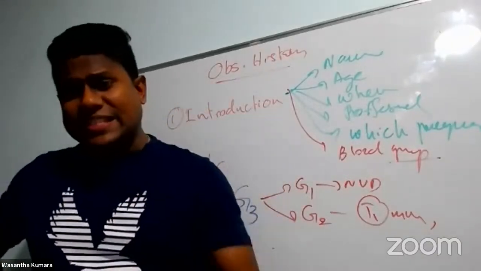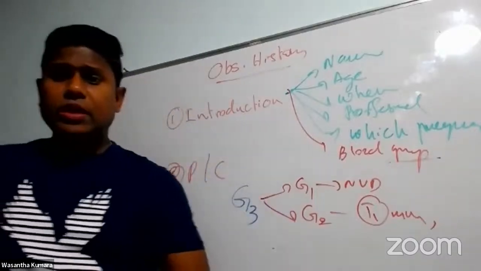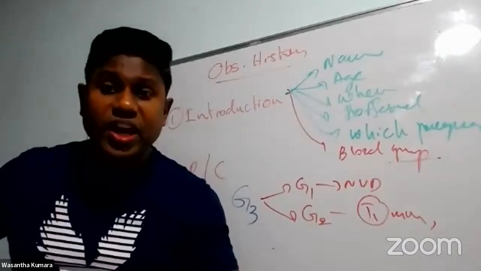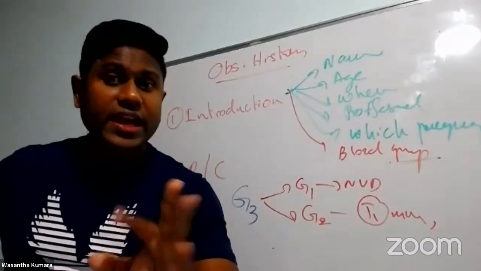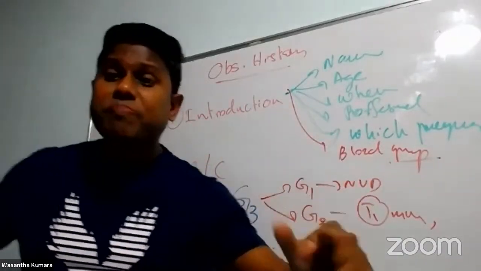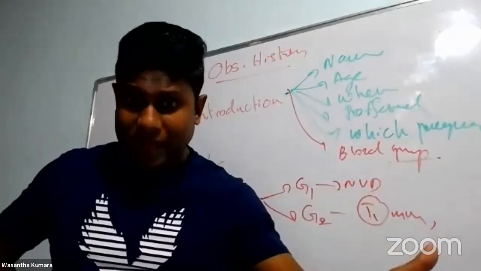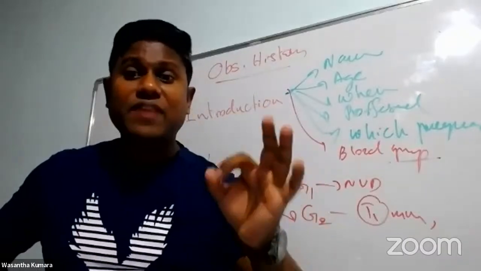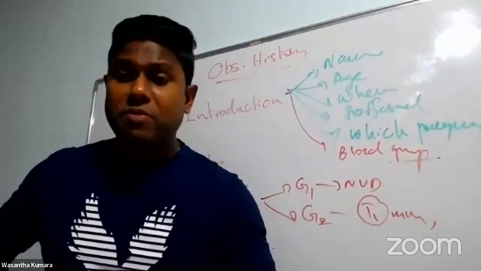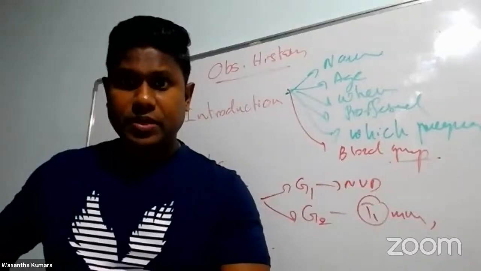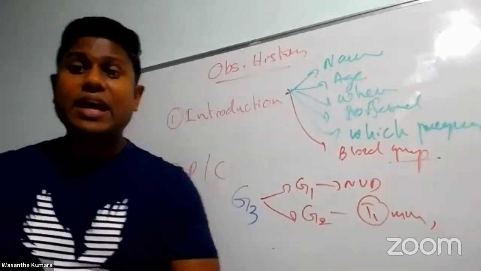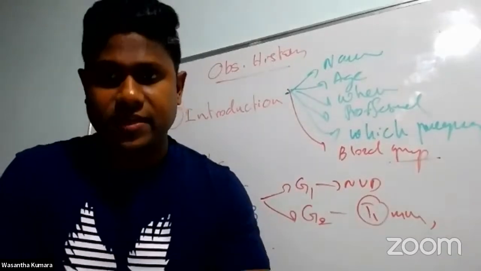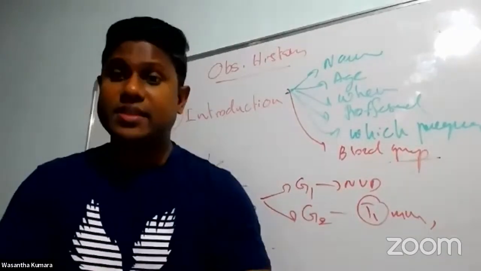So how will you present these things to the examiner? From the beginning, you have to tell: she's a mother of one child, in her third pregnancy. Her first pregnancy was uncomplicated. She had a vaginal delivery. Birth weight of the baby was 3.1 kg. Her second pregnancy ended in a first trimester miscarriage, which was managed medically. And this is the third pregnancy.